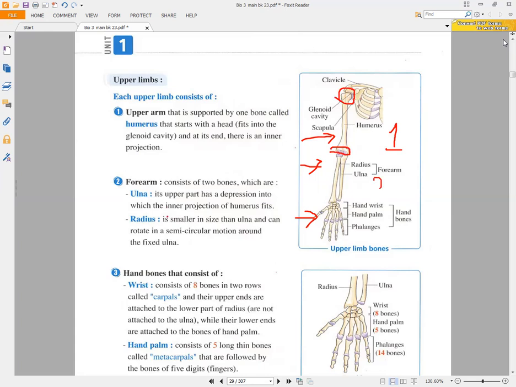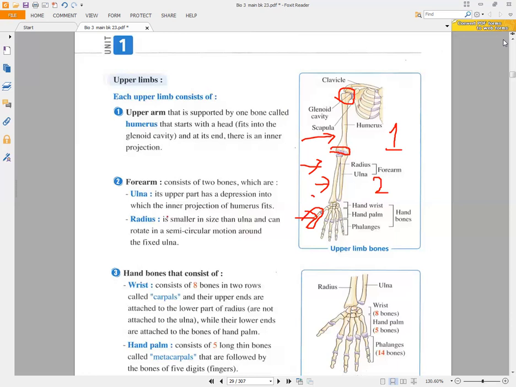The forearm consists of 2 bones called the radius and the ulna. If you look here, you will find the radius and ulna. The radius is of a smaller size, okay? From one position it looks larger, but from another position you will see that the radius is smaller than the ulna. It can also rotate in a semicircular motion around the fixed ulna. How? If you rotate your thumb, you will find that the radius rotates in a semicircle with an angle of 180 degrees.